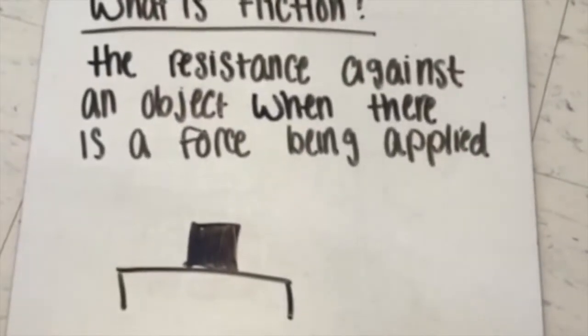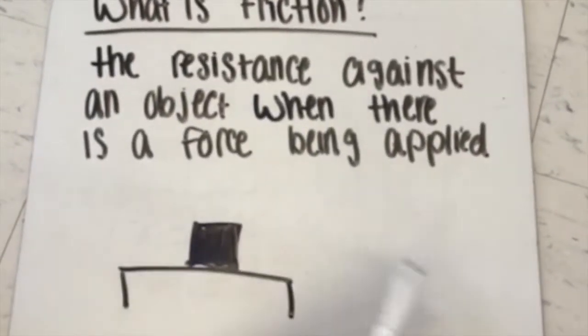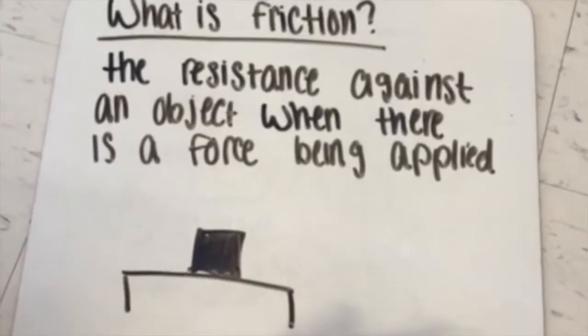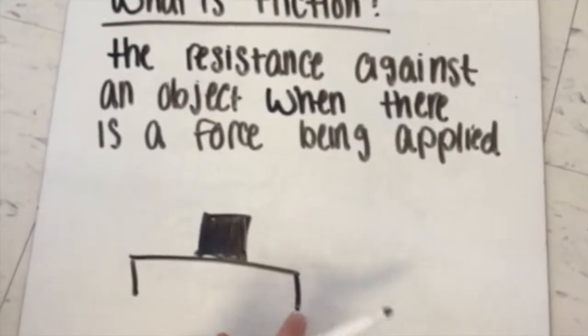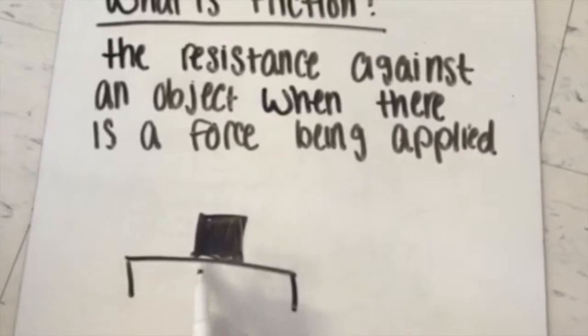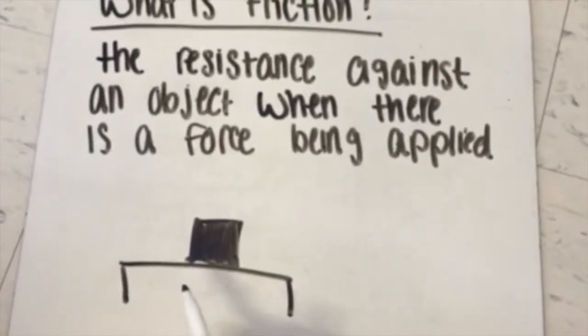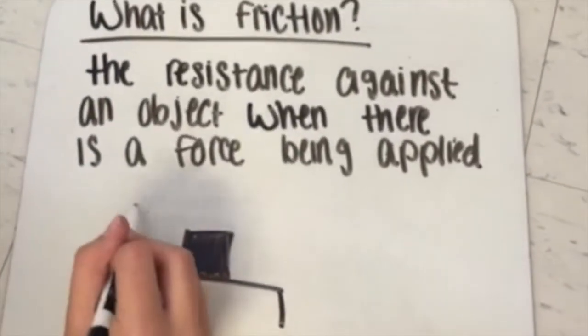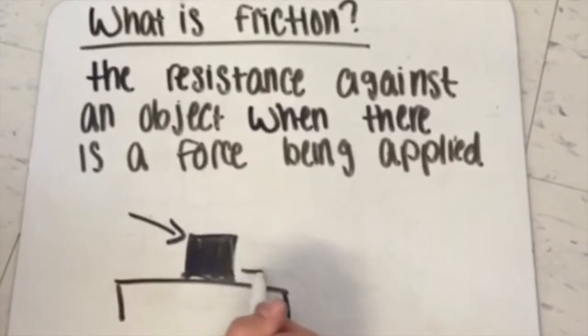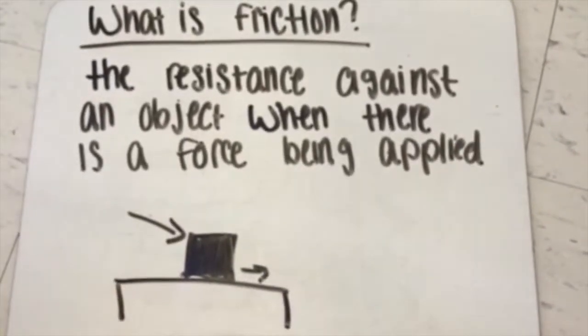Earlier, when we were talking about types of forces, we mentioned friction. Friction is the resistance against an object when there is a force being applied. For example, we have this box just sitting on the table, and there's no friction here since it is at rest. But if someone were to push on the box and make it move, then there would be friction acting on the box.